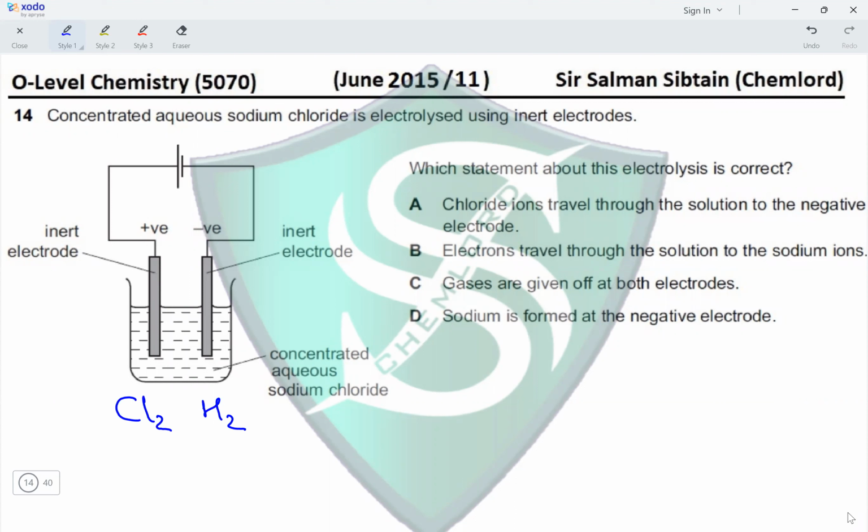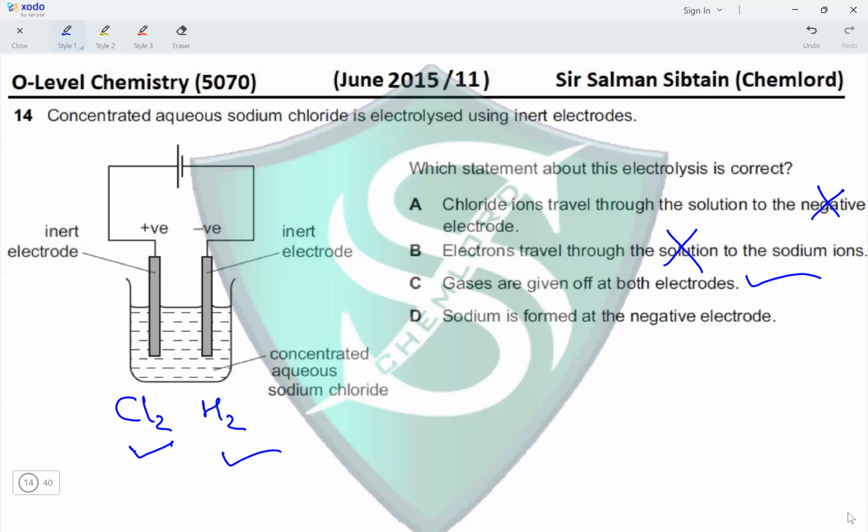Chloride ions travel through the solution to the negative electrode. No, chloride ions would travel to the positive electrode, not the negative electrode. Next, electrons travel through the solution to the sodium ions. No, electrons will travel through the wire, not the solution. Gases are given off at both electrodes. Yes, chlorine and hydrogen gases are produced.